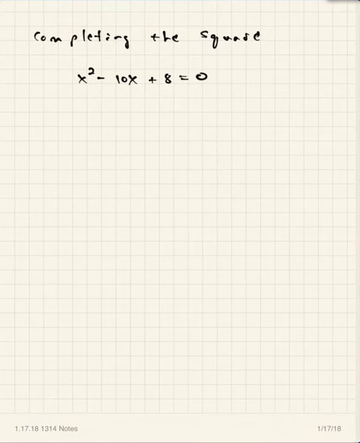So like this equation right here, x squared minus 10x plus 8 equals 0, is an equation that's not in something squared equals a constant form, right? It's not in that form. And it's not something you could easily put in that form, right? You can't just move the 10x and the 8 over because you don't have a constant on one side of the equation. So the way to take an equation like that and write it in something squared equals a constant form is to complete the square.